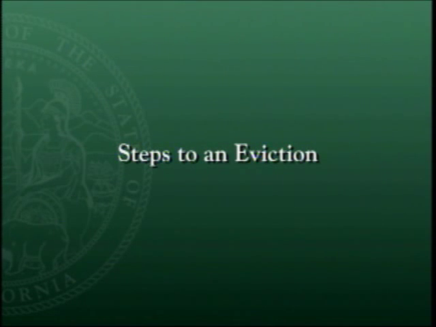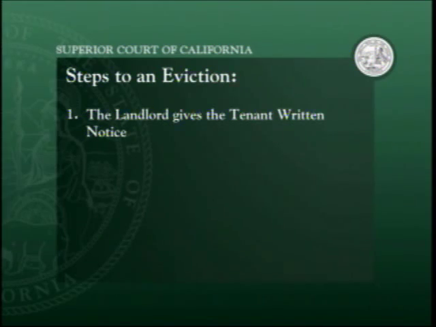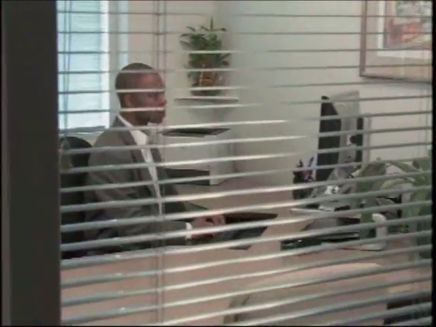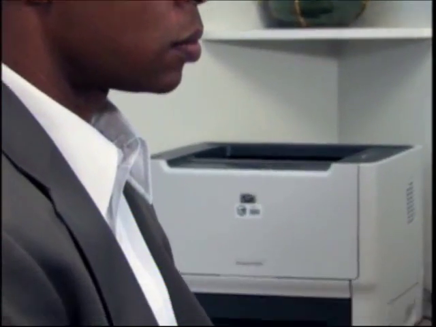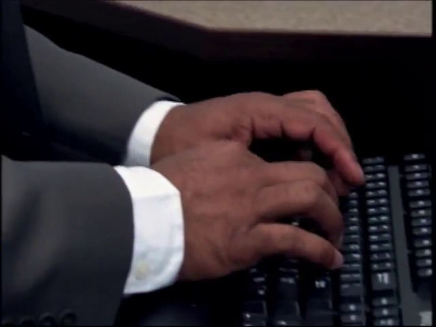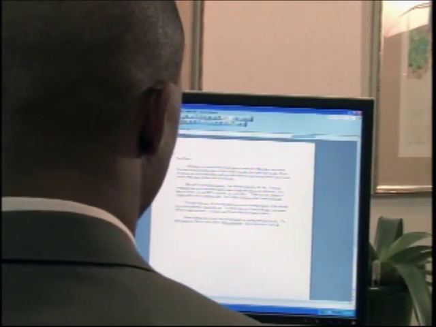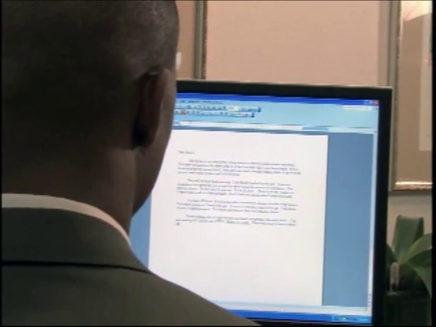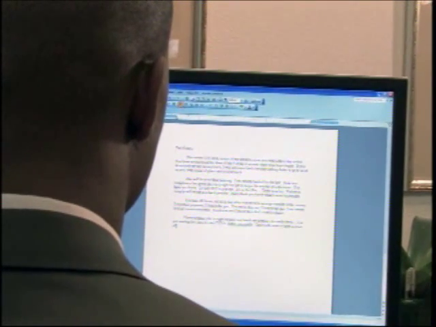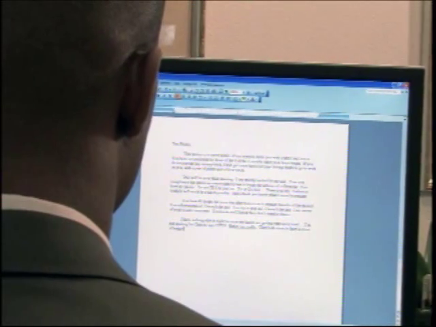There are several steps to an eviction. The landlord gives the tenant written notice. First, the landlord must give the tenant a written notice telling the tenant what is required. There are different types of notices with strict legal requirements. If the landlord doesn't use the right type of notice, fill it out correctly, and give it to the tenant properly, the landlord may lose the eviction.